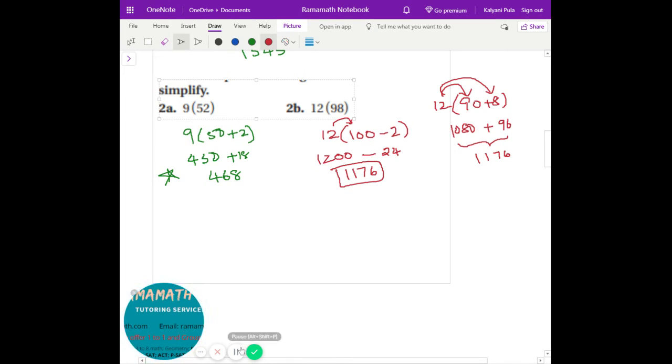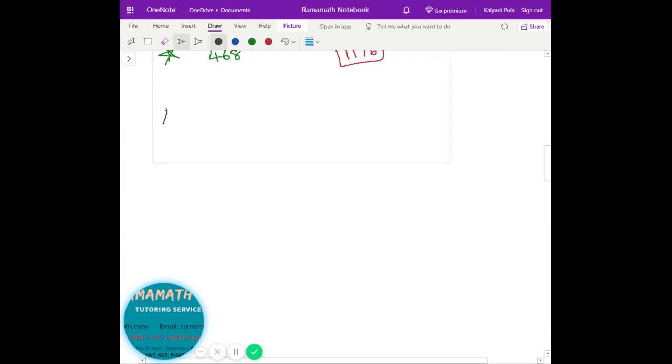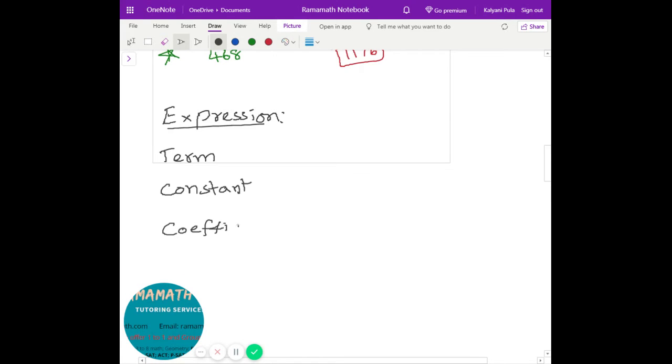Okay, good. So the next one we are looking at is called expressions. Expressions contain a letter, terms, like terms, coefficients. So all of that combined together is called an expression. So we're going to talk about what a term means, and also constant, and also coefficient. And at the bottom, we can talk about like terms.